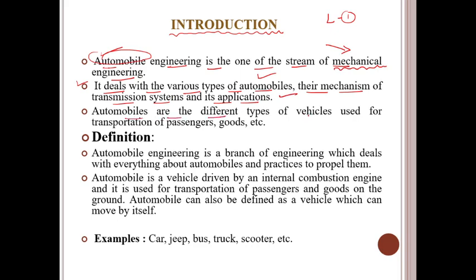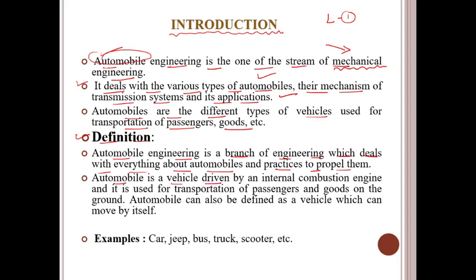Automobiles are different types of vehicles used for the transportation of passengers and goods. So this is the main importance and use of automobiles. First of all, we define automobile engineering. Automobile engineering is a branch of engineering which deals with everything about automobiles and the practice to propel them. This is the simple definition of automobiles.